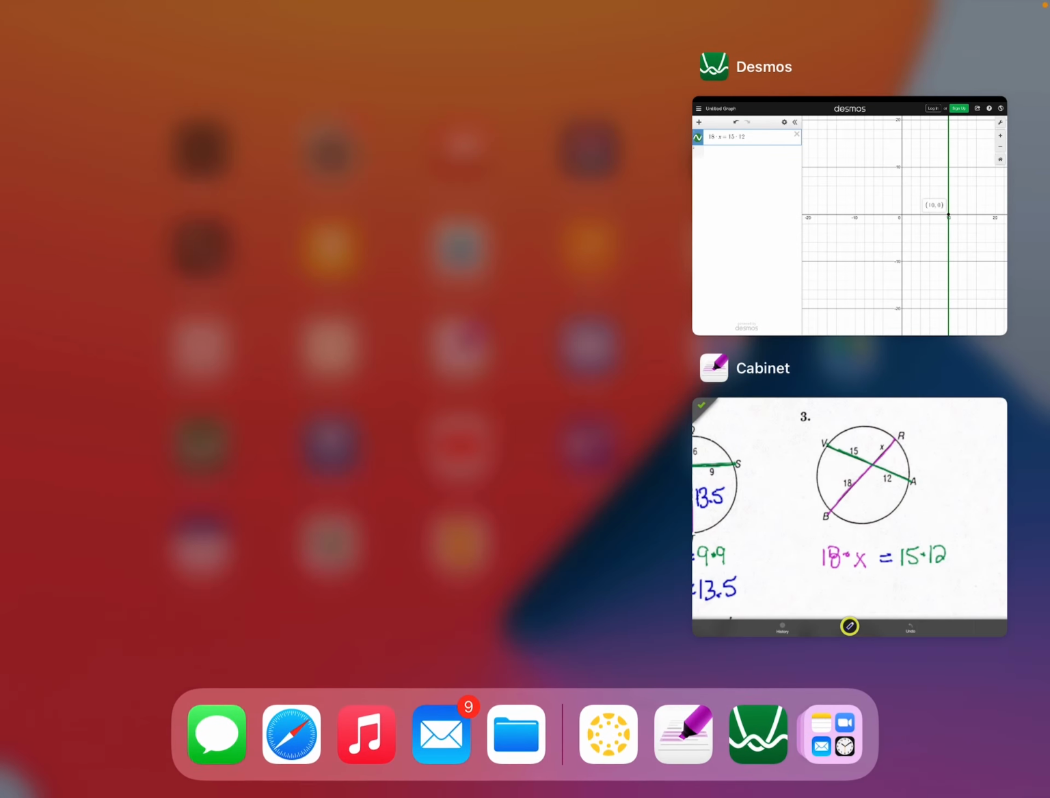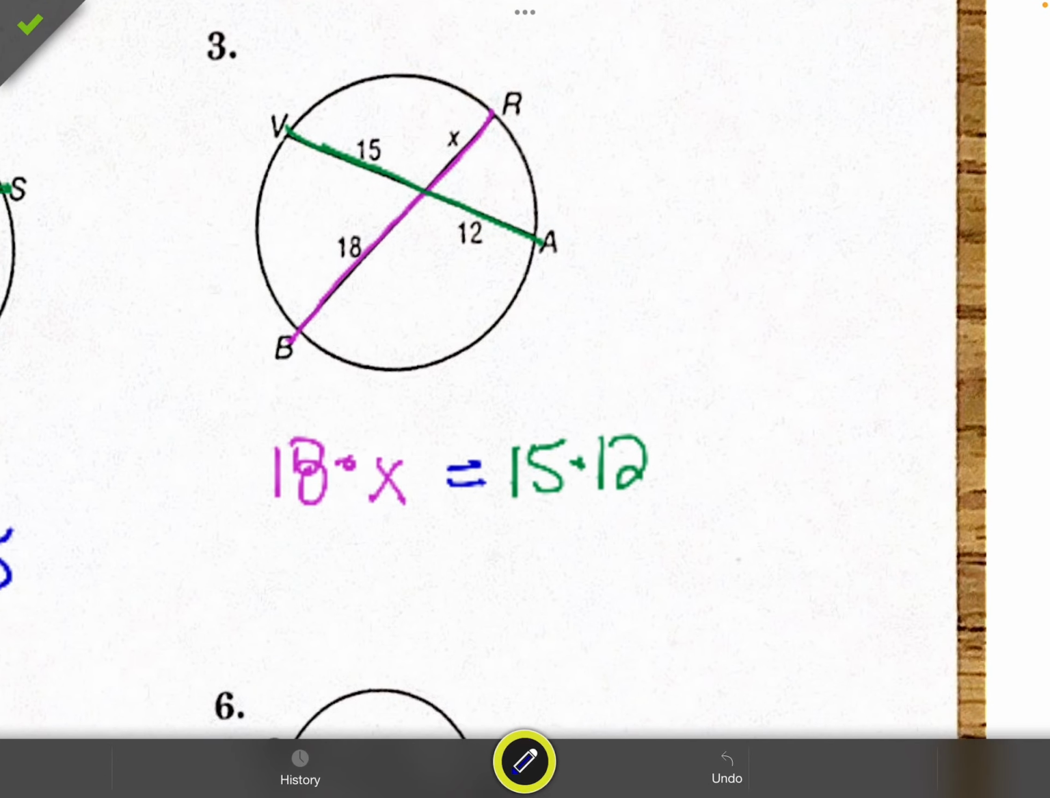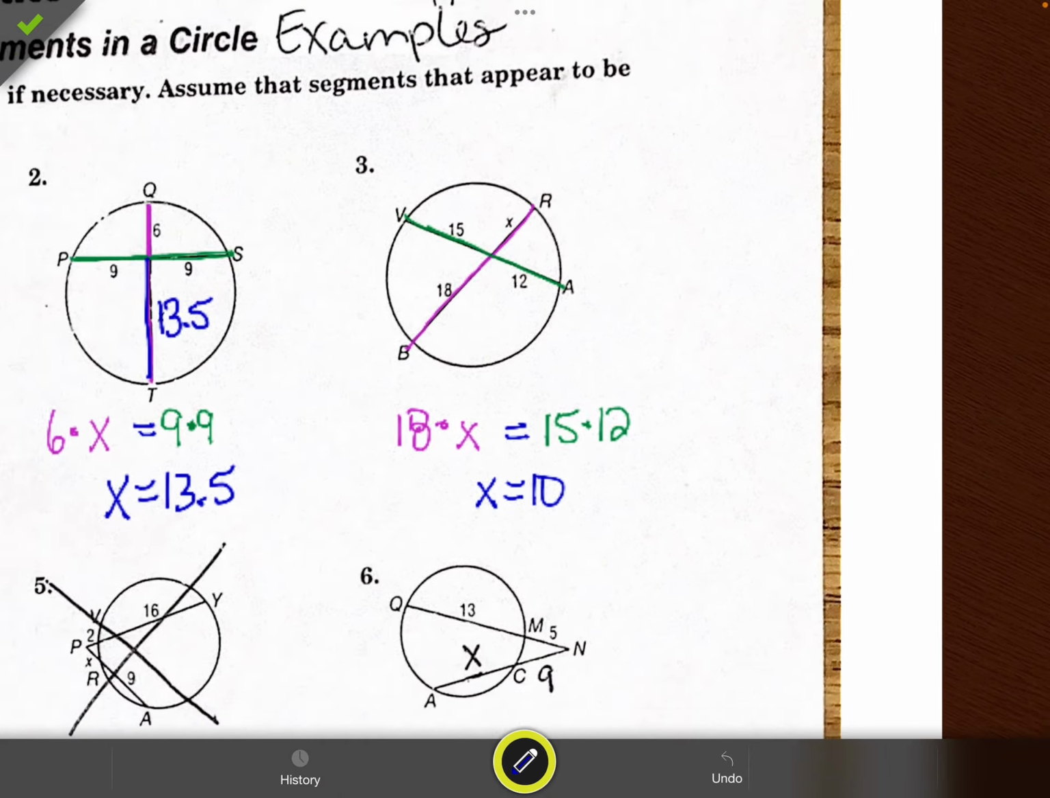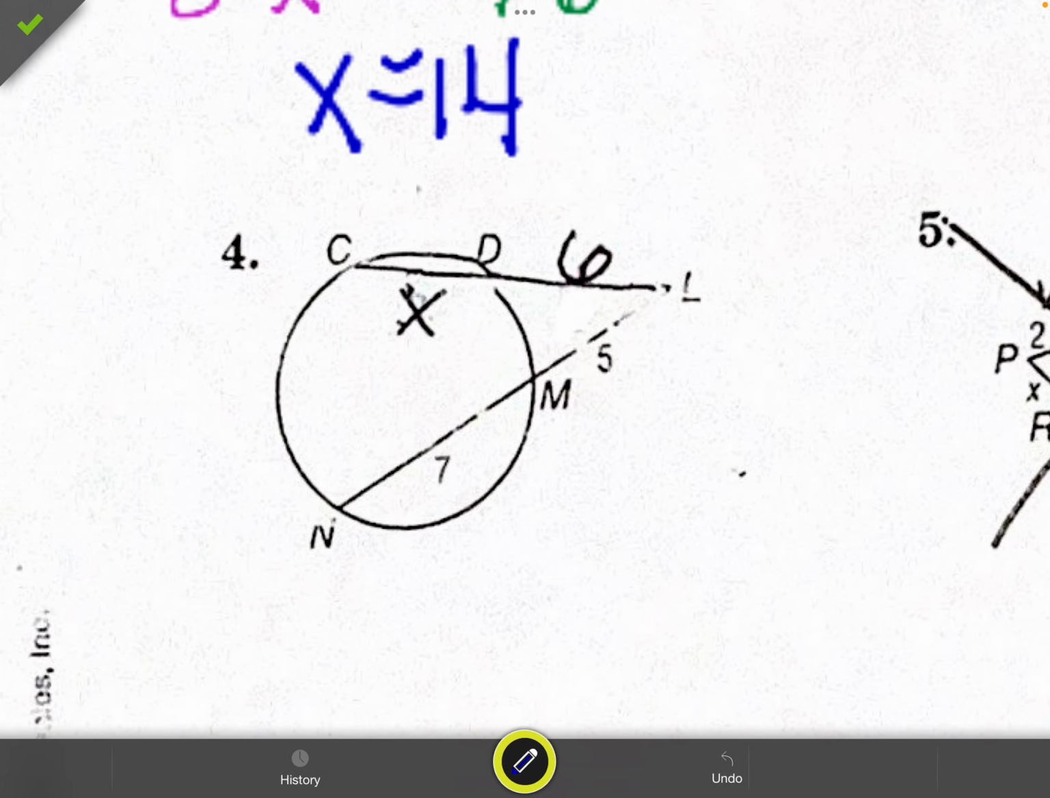Should get 10. So that piece of my purple chord is 10. All right, let's look at some other segments. So let's look at number 4.